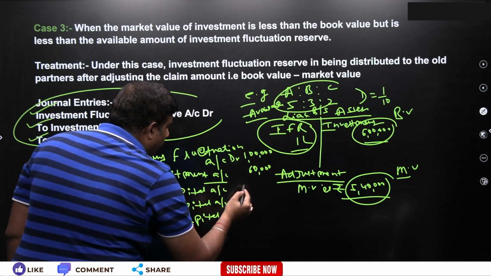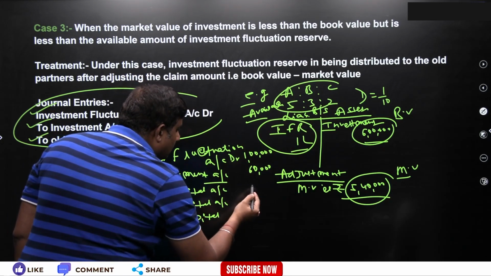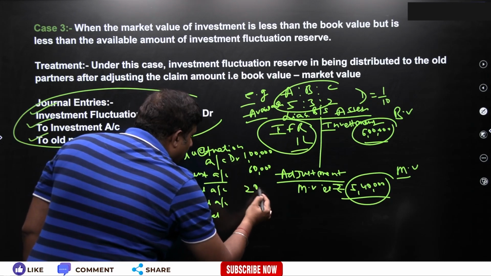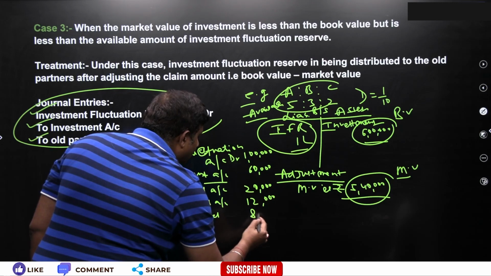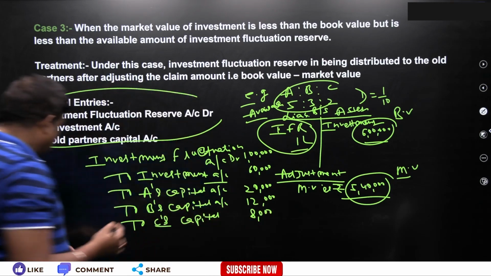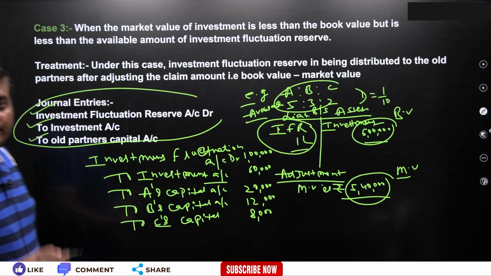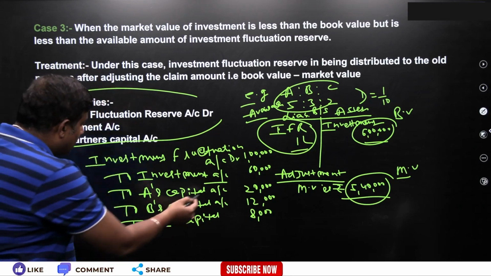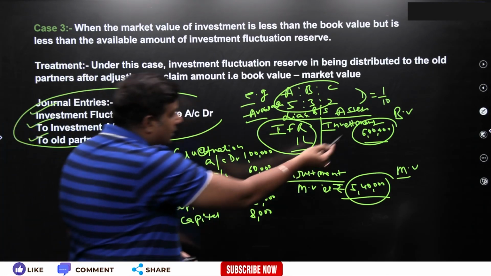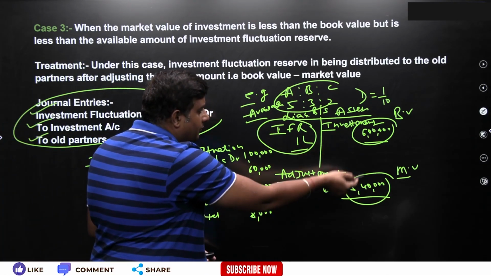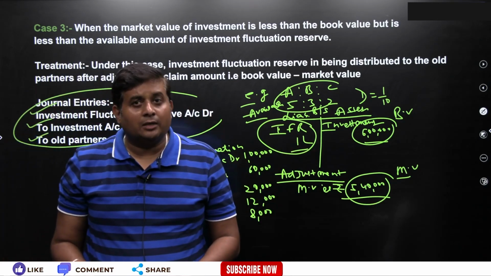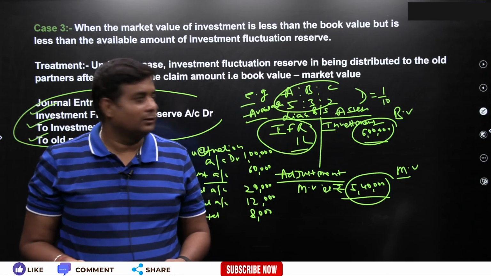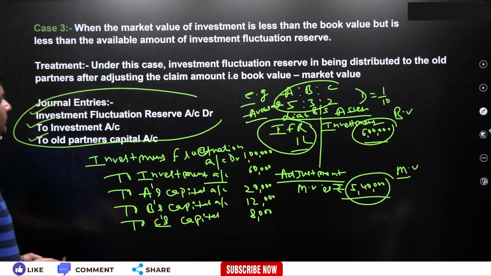So 5/10 of 40,000 will give you how much? It's really simple: 20,000 to A, 12,000 to B, and 8,000 to C. Basically, in the previous slide, when I said difference amount, this is the difference amount. After considering this difference, whatever remains on account of investment fluctuation reserve has to be distributed to the partners. Now moving to the next concept.